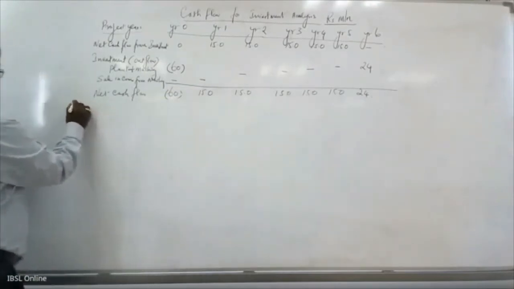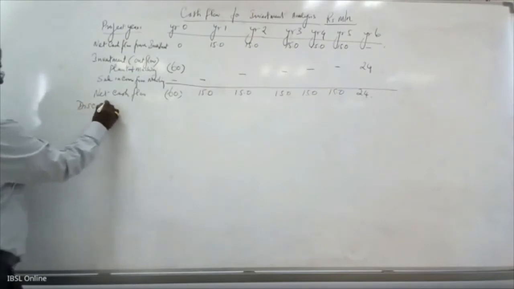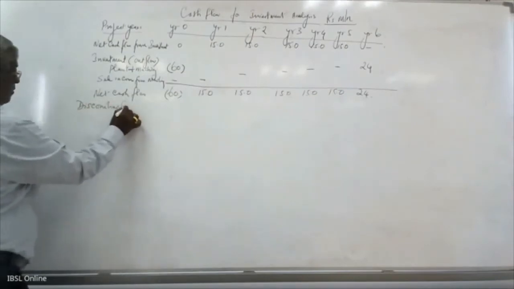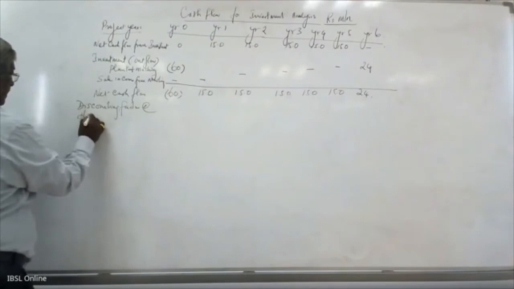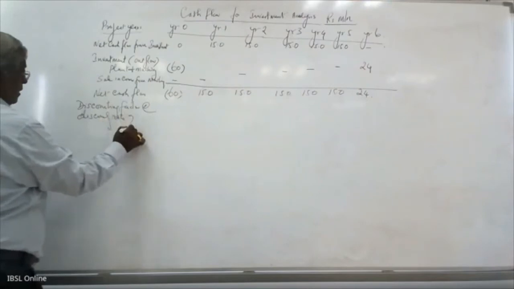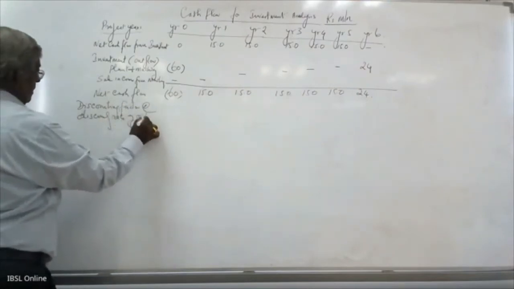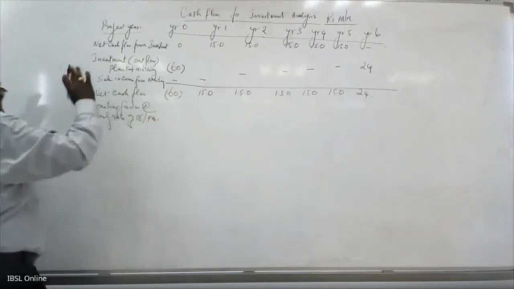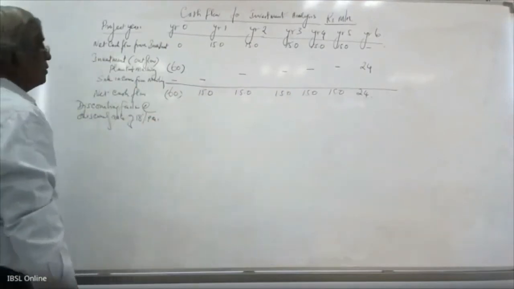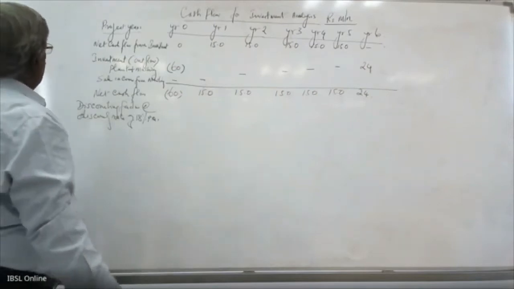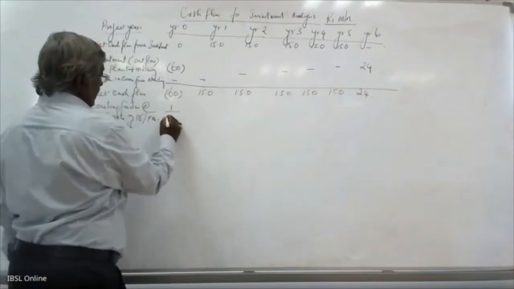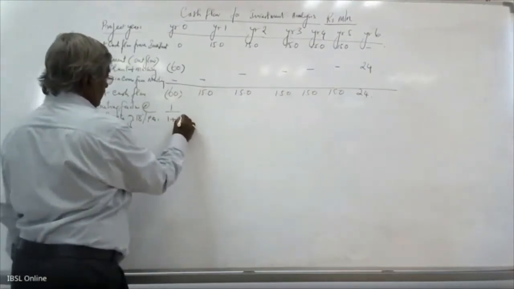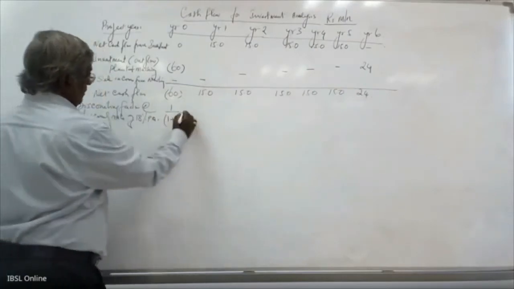Discounting factor at the discounting rate of 18% per annum. First you calculate the discounting factor. So remember this is the formula. Discounting factor is 1 divided by 1 plus R, 0.18, to the power n.